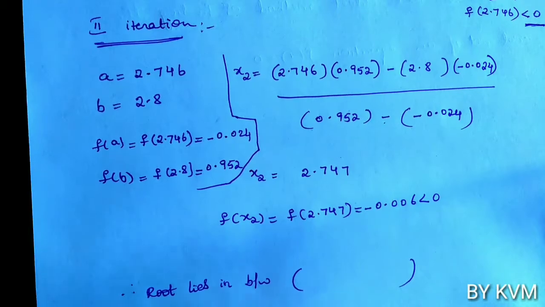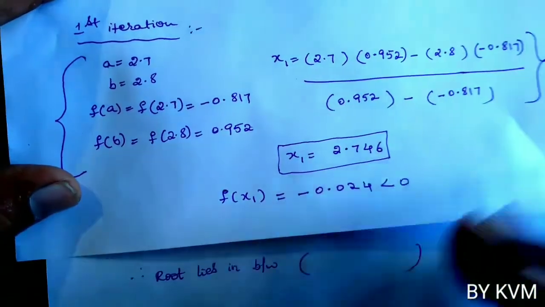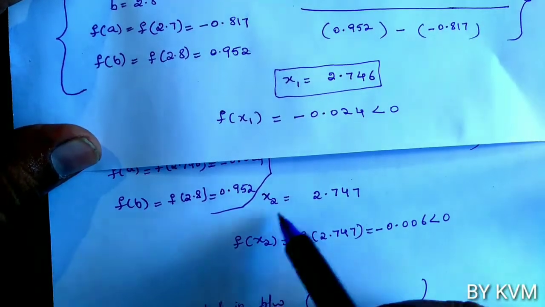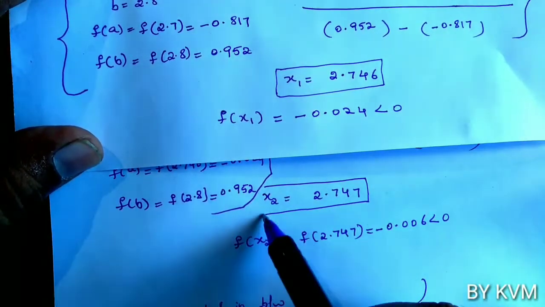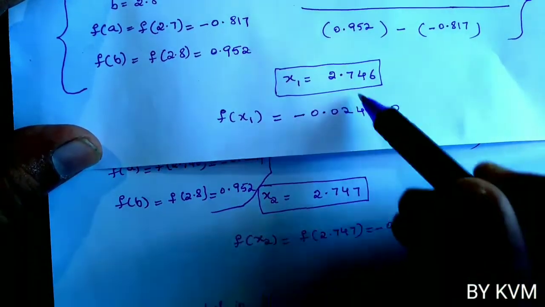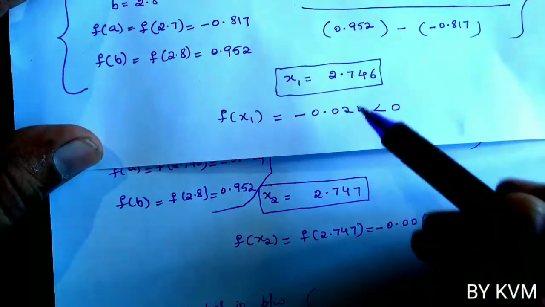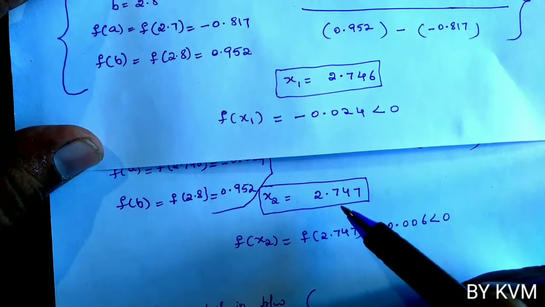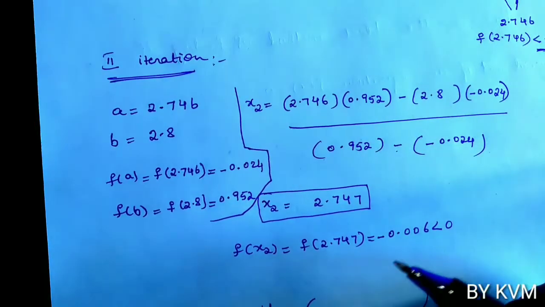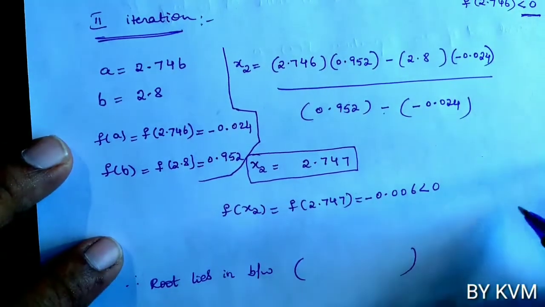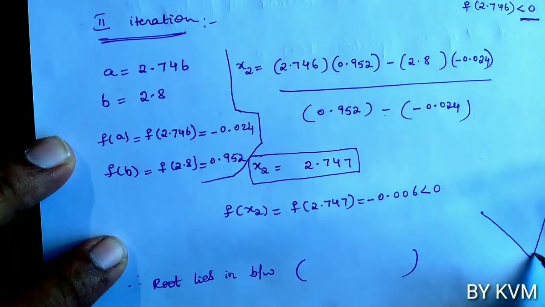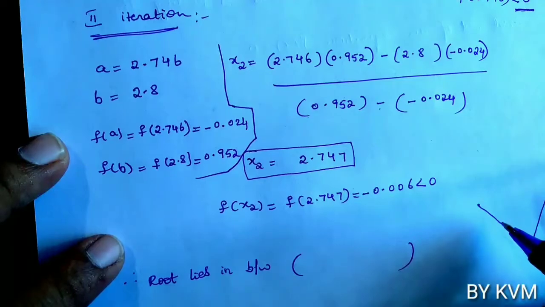So x1 in the first iteration we got 2.746, and in the second iteration the x2 value is 2.747. Compare these two values. How many decimal places are the same? Two decimal places are the same. Again we have to improve the accuracy of the root. So to improve the accuracy of the root, we have to locate where the root lies.